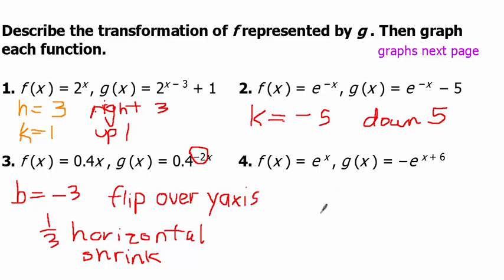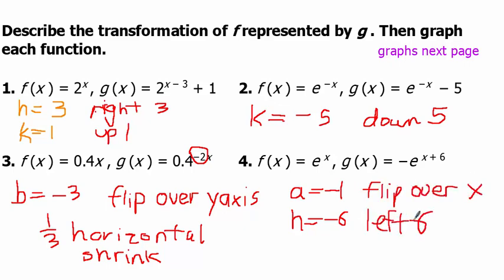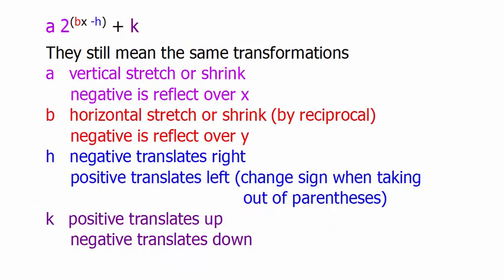In our last one, I see 2 different things. So I see A is -1, and H, change the sign when I take it out, -6. What those 2 things do, flip over the x-axis, left 6. Please take the time to think about where it is. Match it with this. If it's A, what does it do? If it's B, what does it do? If it's H or K, take the time to see where it is.